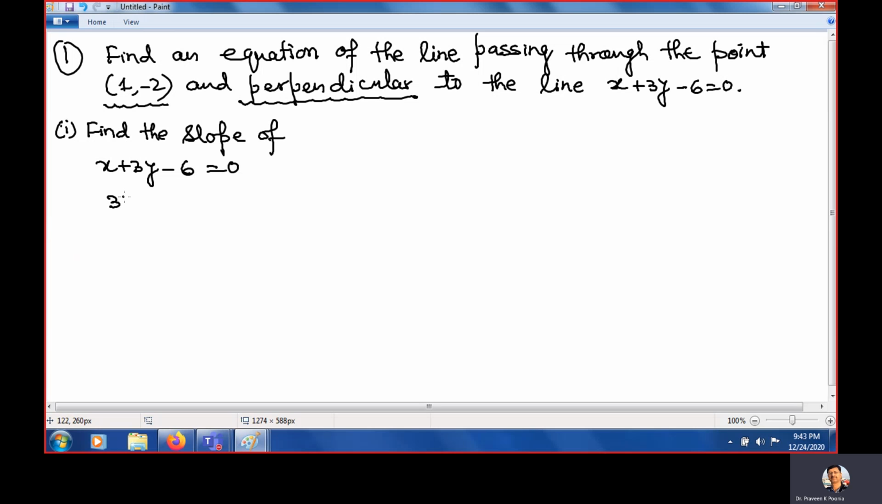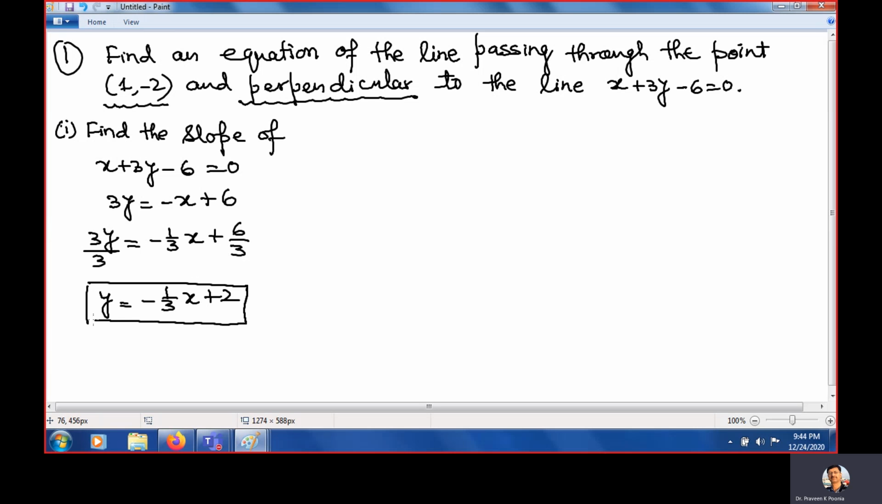Clear? So we need to find the value of y. It is y equals minus x plus 6. x shift, 6 shift. Now divide by 3. y is equal to minus 1 upon 3 x plus 6 upon 3, or dividing by 3, you can write 3 by 3 here. So this is minus 1 upon 3 x, and 6 by 3 is 2. So we find the standard form. So m1, the slope, is minus 1 upon 3. This is the first thing. What is the first thing? Find the slope of the given line.